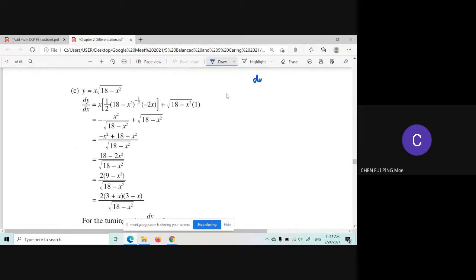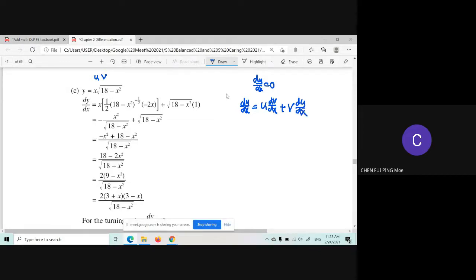Remember, you must set dy/dx equal to 0. So find dy/dx first. This is y equals this one times this one, so u and v. You have no choice here: you need to use the product rule. The product rule formula is dy/dx equals u dv/dx plus v du/dx.